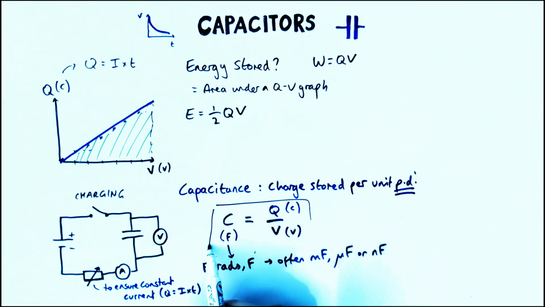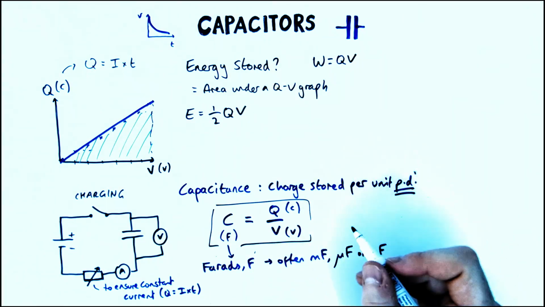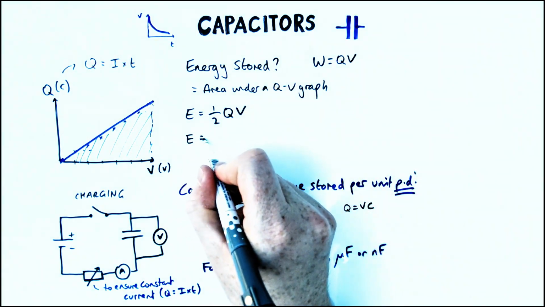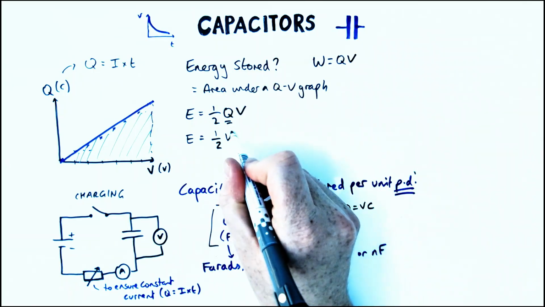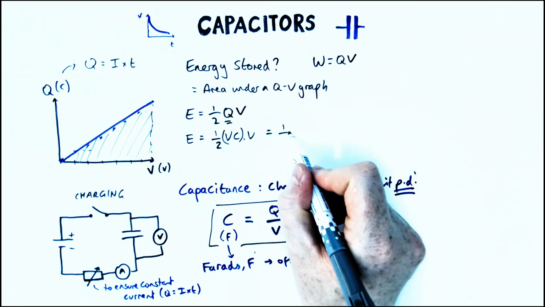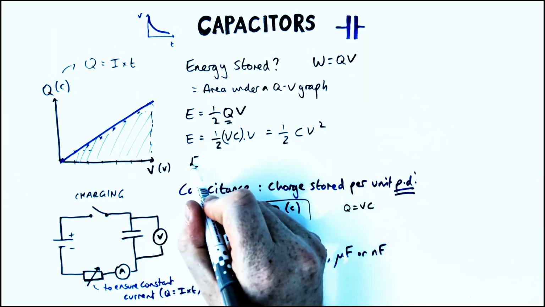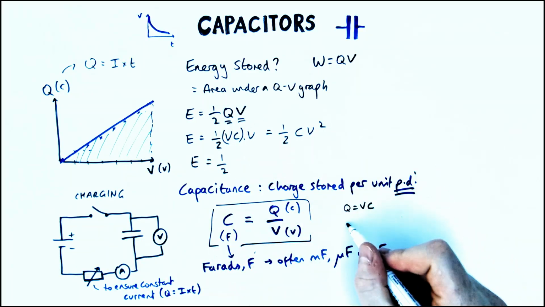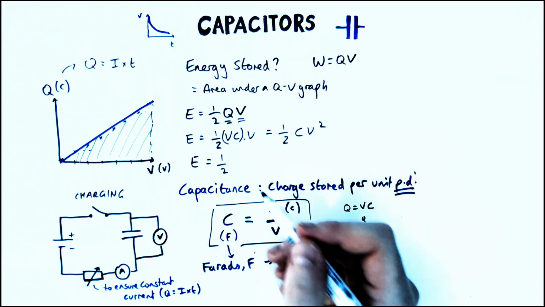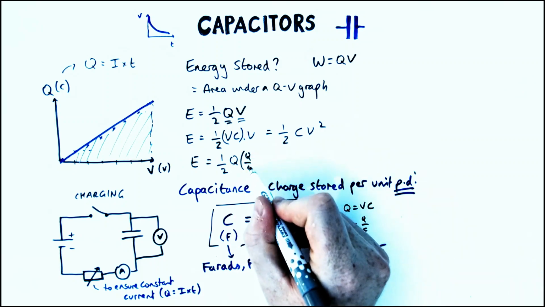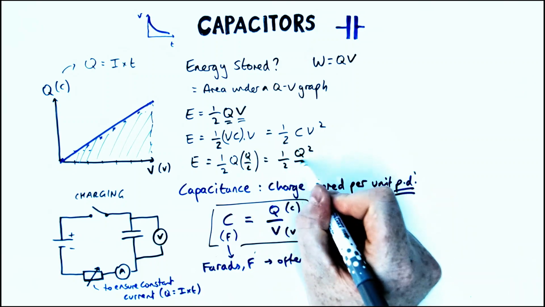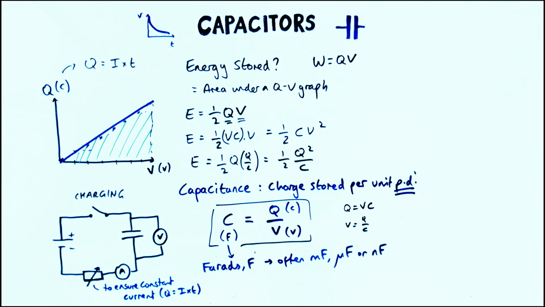Now we can substitute in our equation for capacitance, so C equals Q over V, in a couple of different ways to get a couple of variants of this equation. So the first one is that energy is equal to half VC times V, or half CV squared, and the next one is equal to half Q, and substituting for V, Q over C, which gives us half Q squared over C.